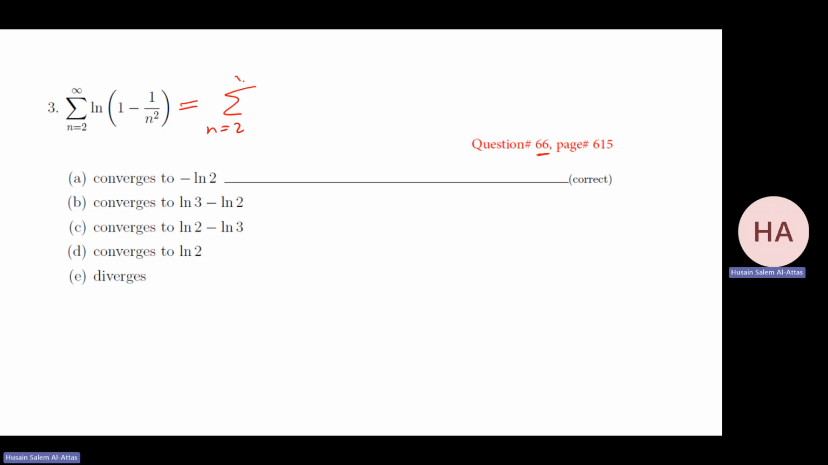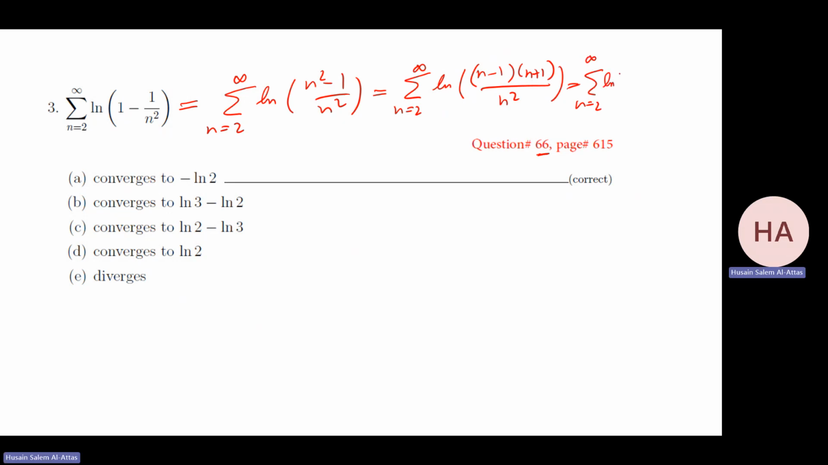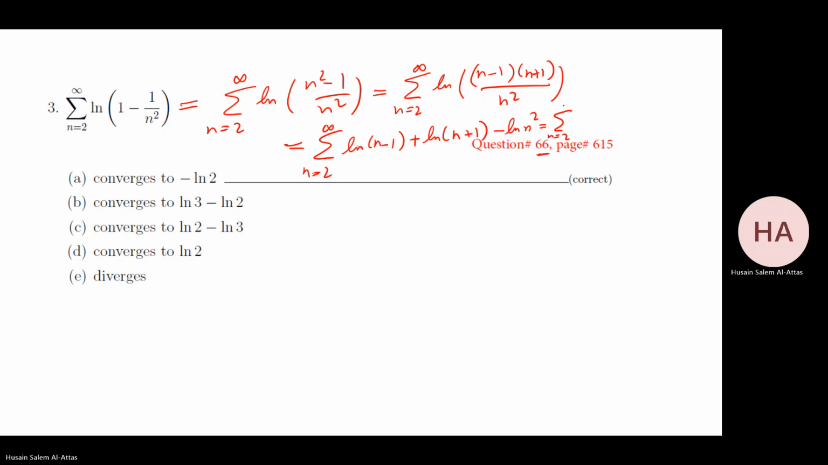That will be the summation n equals 2 to infinity of ln of (n square minus 1) over n square. That will be the summation of ln of, what is n square minus 1? (n minus 1)(n plus 1) over n square. That will give me the summation of ln of (n minus 1), let me do it in the next line, ln(n minus 1) plus ln(n plus 1) minus ln n square. And that will be the summation of ln(n minus 1) plus ln(n plus 1) minus 2 ln n. That will be my expression. So we'll deal with this, starting with 2 plus a_k.